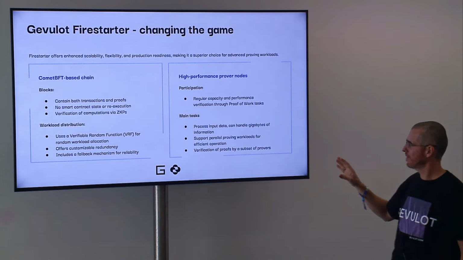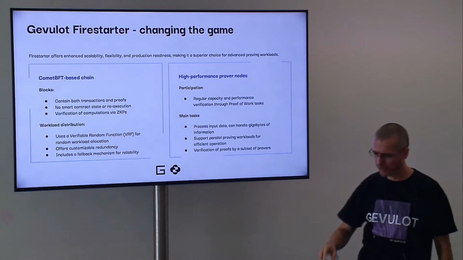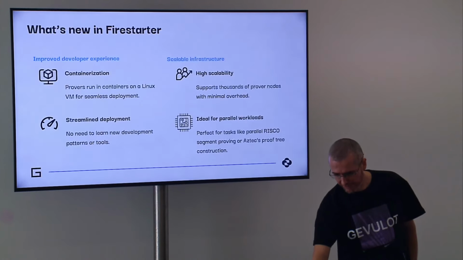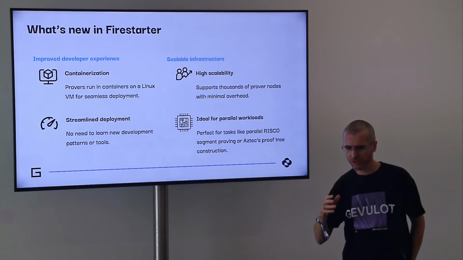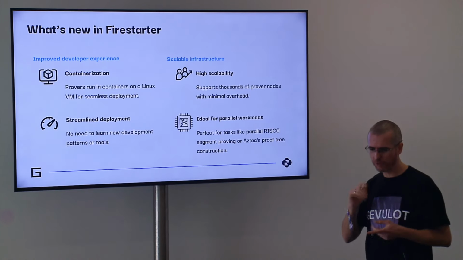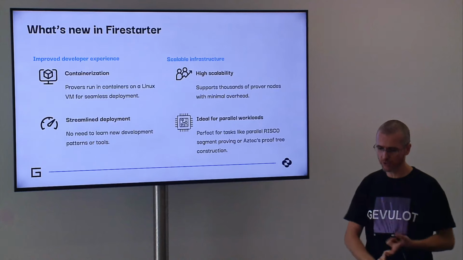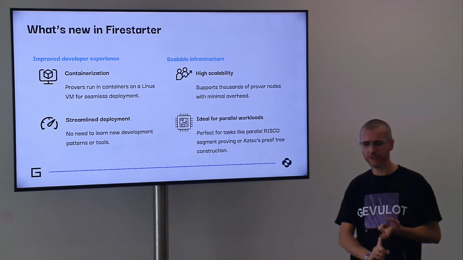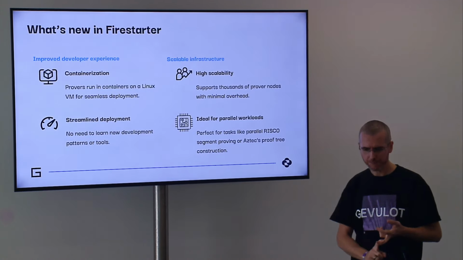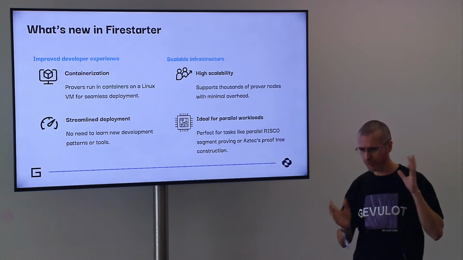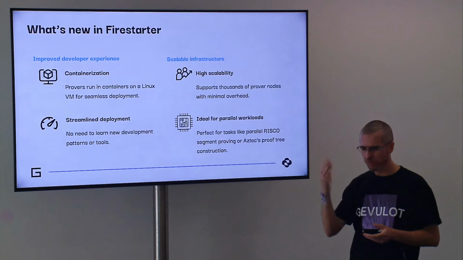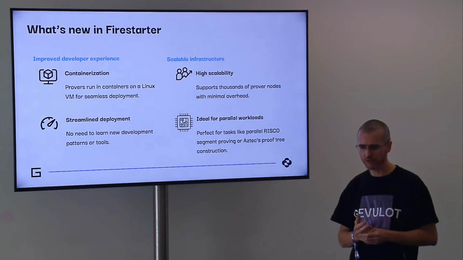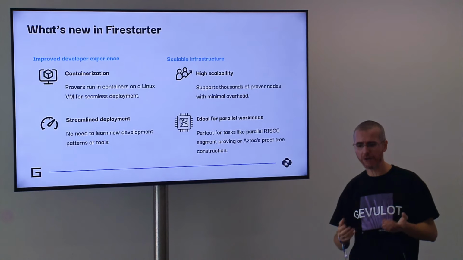This is a summary of what we've been talking about. I don't think I'd point out any particular parts of this, rather keep on heading towards the actual cost structures. So a couple of things to summarize. With Firestarter, we use containers that run on Linux VMs. No need for developers to learn new tools. It's highly scalable, even to thousands of nodes if there is sufficient demand. And it's very ideal, as I mentioned, for parallel workloads.